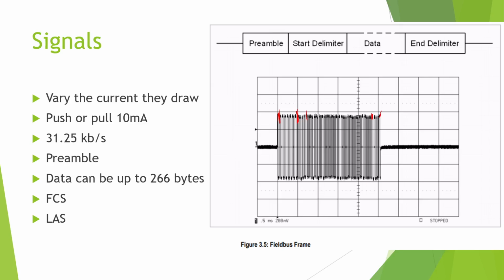We have FCS. Take a random guess here. Yeah, I didn't think so. Frame check sequence. So this would be like our parity in the world of serial. So this is used for what then? What's the point of parity?